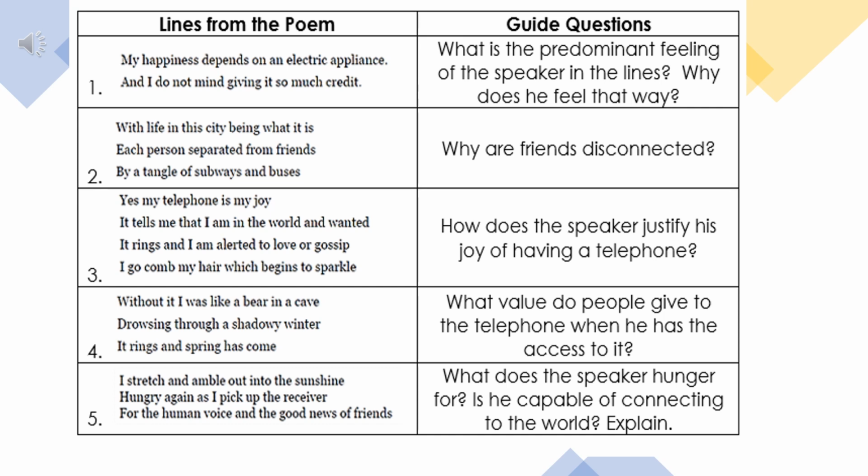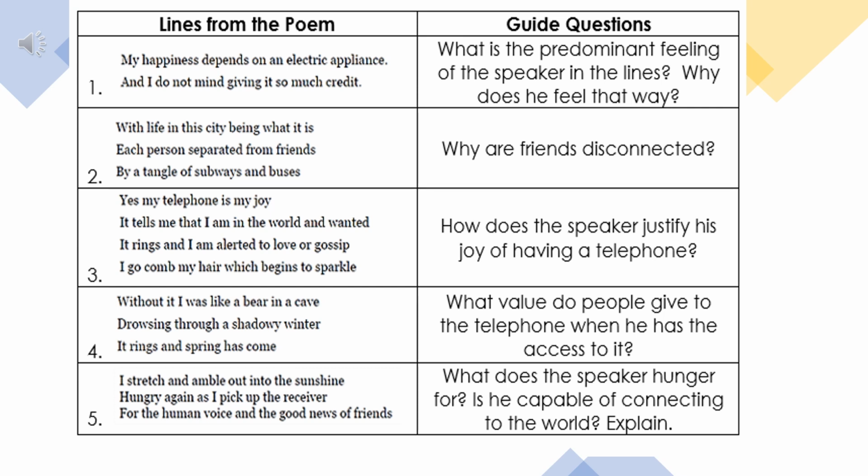Number two, lines from the poem. With life in the cities being what it is, each person separated from friends by a tangle of subways and buses. So why are friends disconnected? So friends become disconnected because of the hectic schedule, that the friends need to go to work, need to go to school, need to travel, need to go to other places. But again, there's no problem dealing with it, that they will be disconnected personally, because there's a telephone that can make them connected.